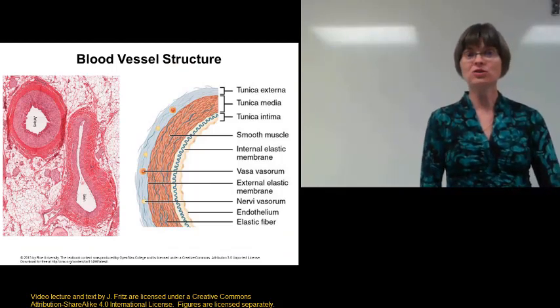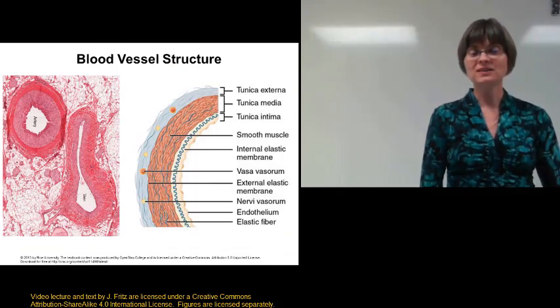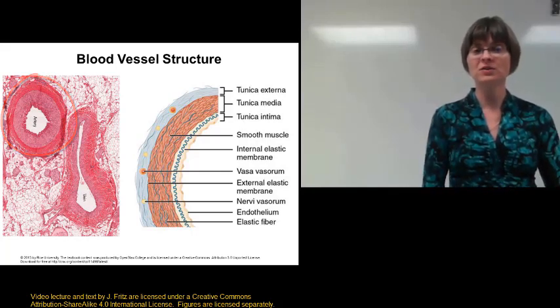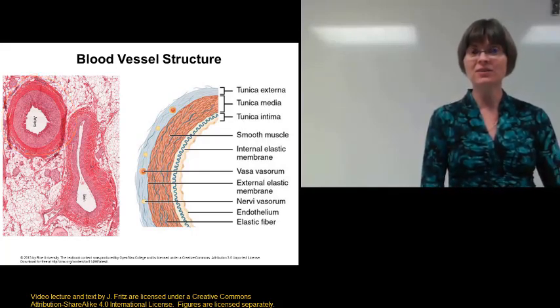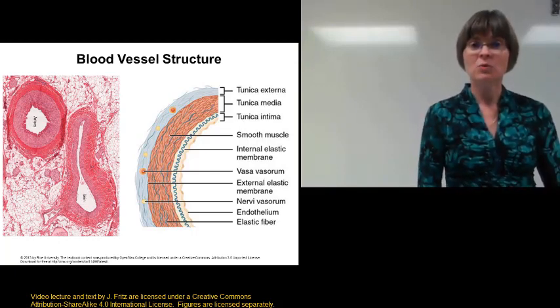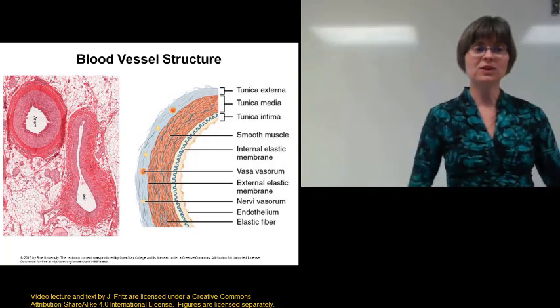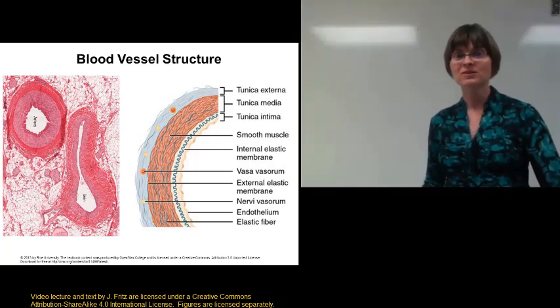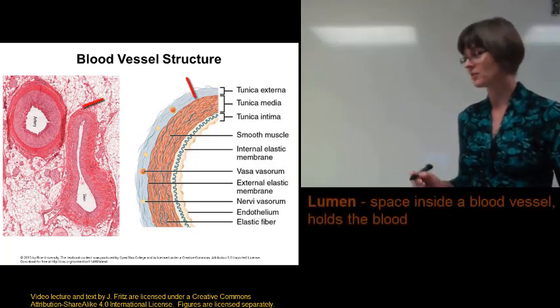Let's take a look at the structure of a blood vessel. So let's take a look at this artery, and you can see that there are layers to the wall of this artery. Let's take a quick look at the layers that are involved in a blood vessel and why they are important. We're going to start with the very inside of the blood vessel and work our way out. The opening inside the blood vessel is called the lumen, so that's what we'll start with.